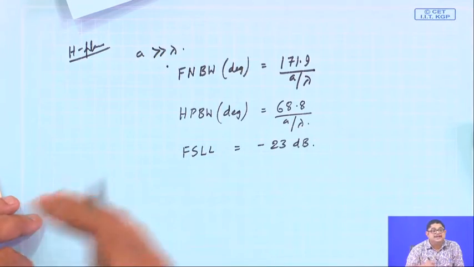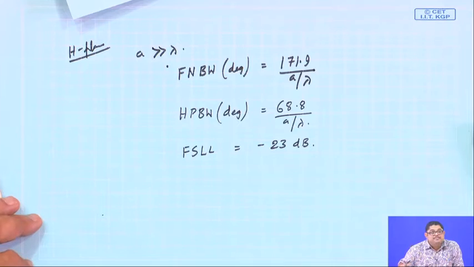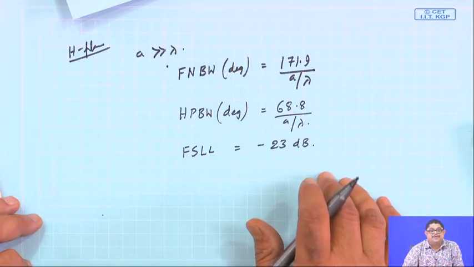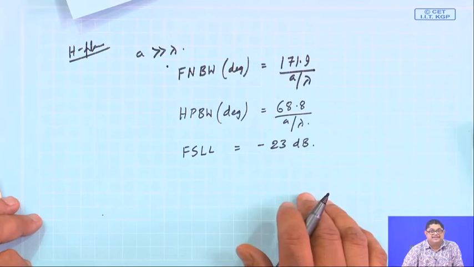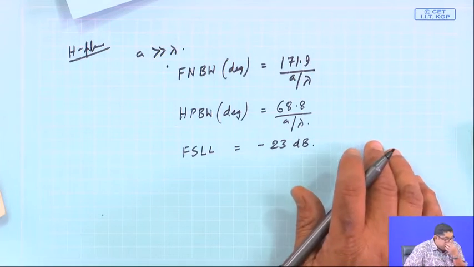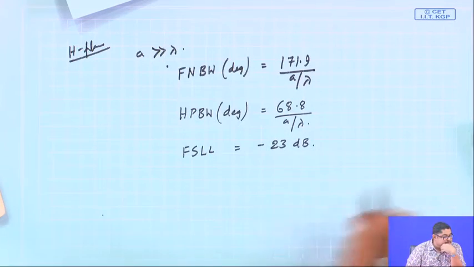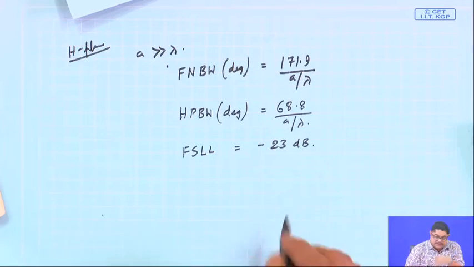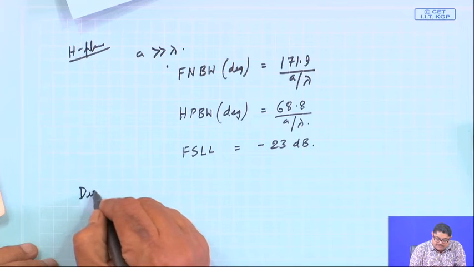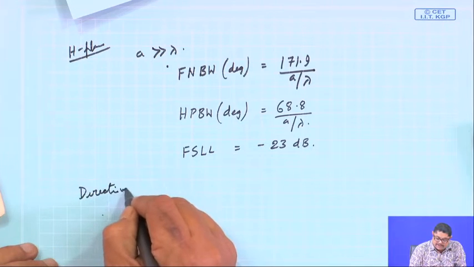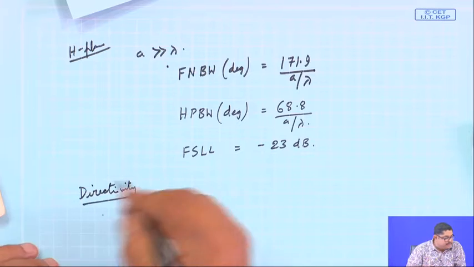You see that since we have an amplitude taper, the side lobe level is coming down from minus 13 dB; I am getting minus 23 dB. So, this is always the advantage if you have an amplitude taper, that is why you are getting it. Similarly, directivity, again this needs to be done.